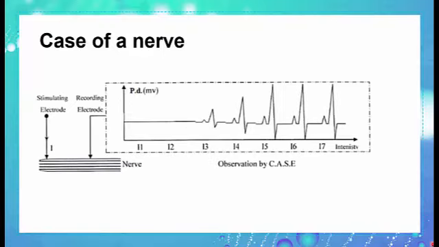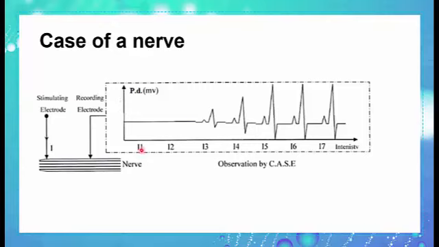After studying the response of a nerve fiber, which obeys the law of all or none, now we have to study the case of a nerve. So the same experiment is performed, but now on a nerve, which is a bundle of nerve fibers, and we have a stimulating electrode to make the stimulation and a recording electrode to record the obtained response. This is the obtained result on the oscilloscope.